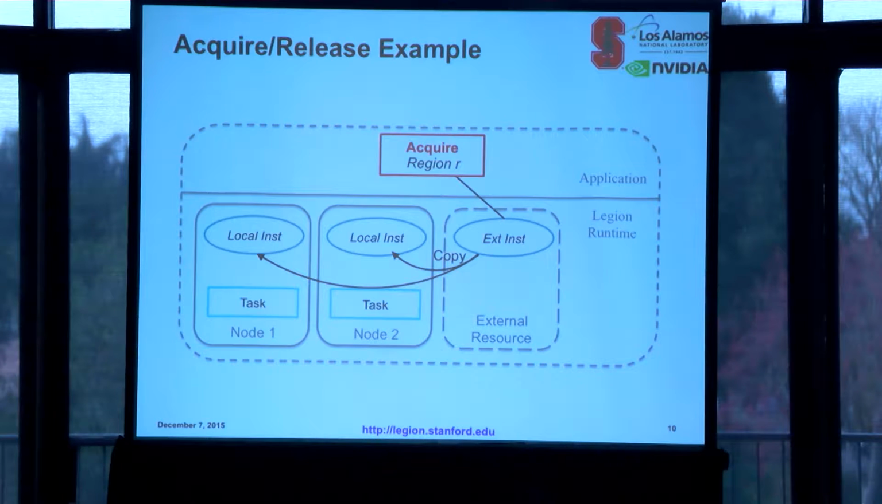And when all the tasks that use the external resource have been completed, the application could launch a release operation, which tells Legion that it's time to invalidate the local instances and flush back the dirty data.